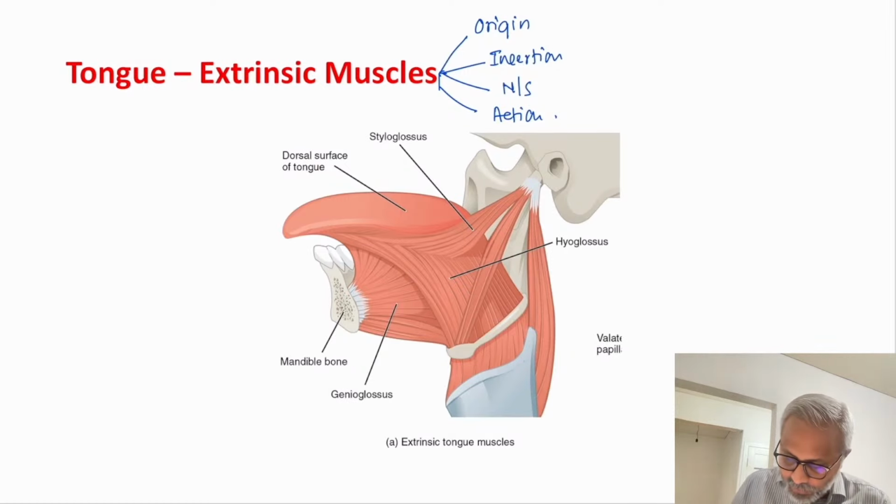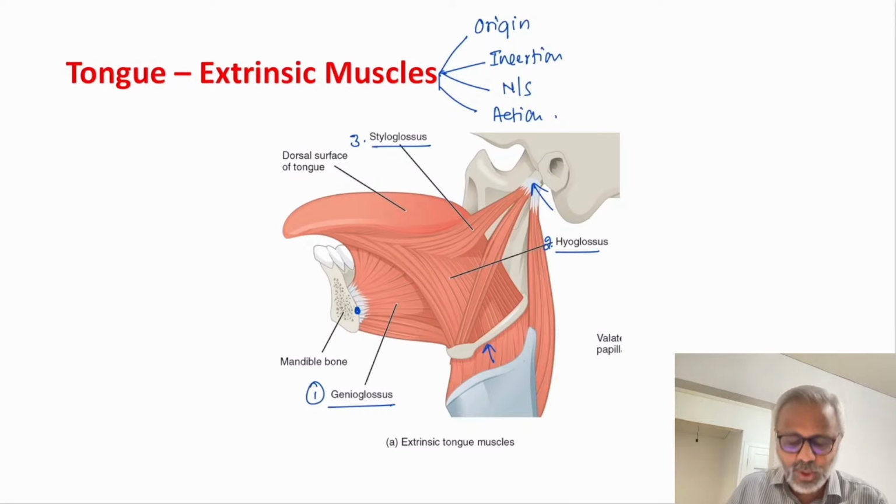Now, the first and the most important muscle we have is, let's say, genioglossus. The genioglossus takes its origin from the superior genial tubercle and gets inserted to the side of the tongue. The second muscle you see here is hyoglossus, which takes its origin from the hyoid bone and gets inserted to the side of the tongue. The third muscle we have here is styloglossus, which comes from the styloid process and gets attached to the side of the tongue. The muscle which is not shown here is palatoglossus, which comes from the palatine aponeurosis and gets inserted to the side of the tongue. This is how you describe the attachments. Done?